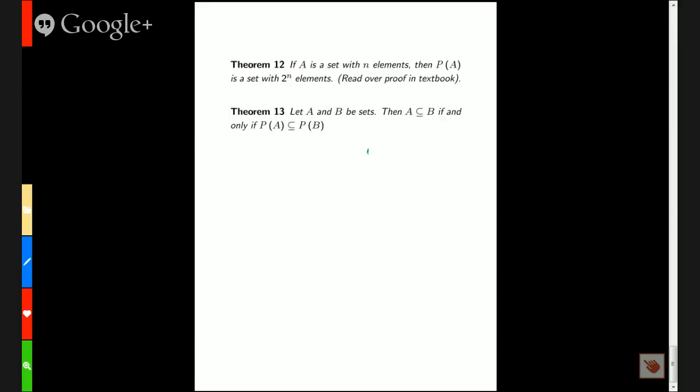Okay, so how would we do this one? Let A and B be sets. Then A is a subset of B if and only if the power set of A is a subset of the power set of B. What is the hypothesis? Yeah, A and B are sets. And yeah, now we have to go forward.